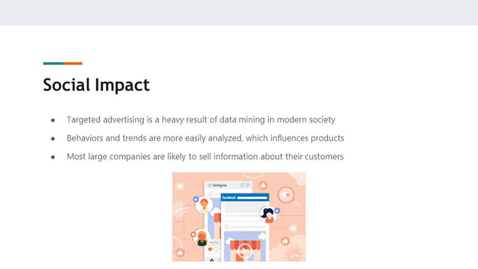Everyday trends and behaviors of society are more easily predictable with the use of data mining. By predicting consumer behavior, bigger entities are able to offer targeted advertising based on information relevant to their consumers. However, this also comes with a drawback. Many companies are likely to sell information about their customers to other companies, such as credit card purchases, which again ties into the issue of privacy.